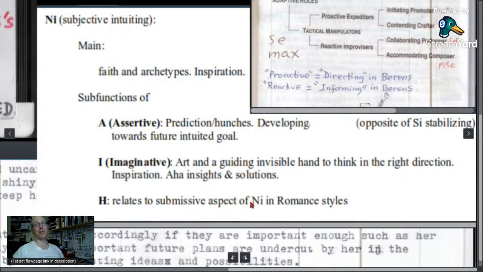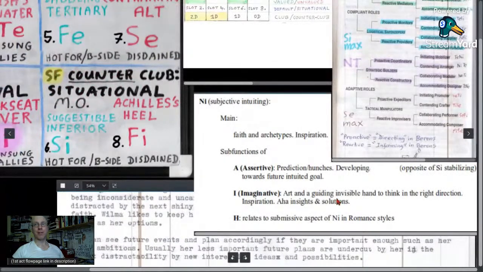There's a part of them, especially those NI DOMs, especially INFJ. Yeah, well, I said it.